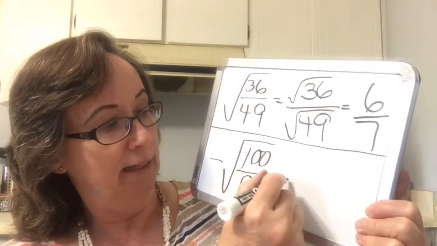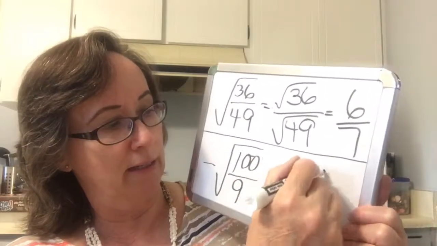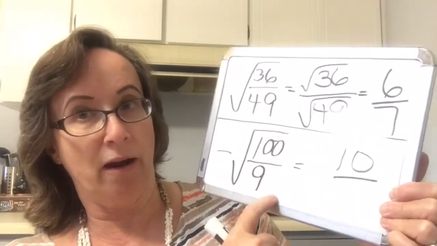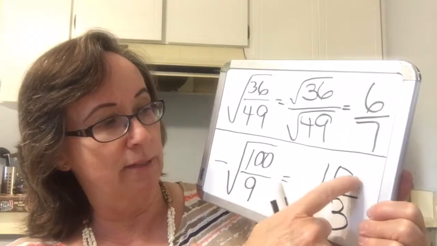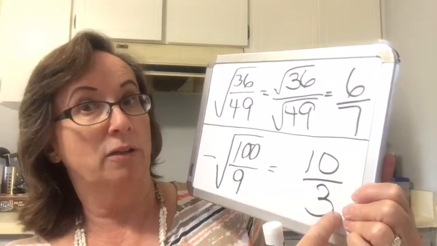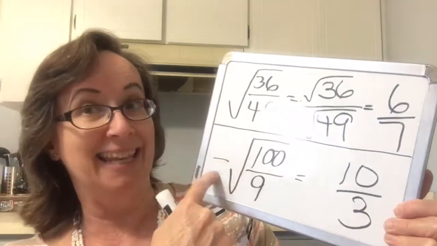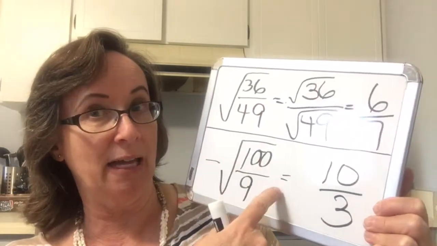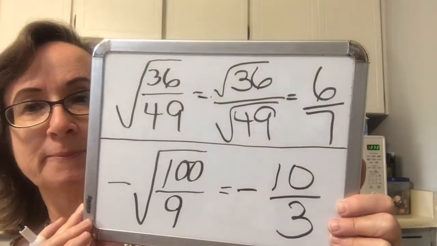This one, when you square 10, you get 100. When you square 3, you get a 9. And so 10 thirds squared gives you 100 over 9. And then the negative is a negative 1 times, so we're going to put a negative out there.